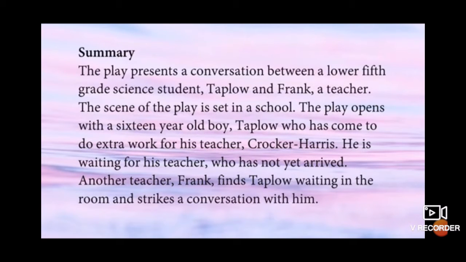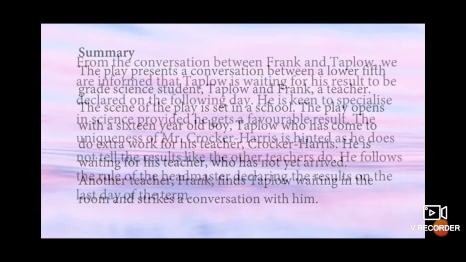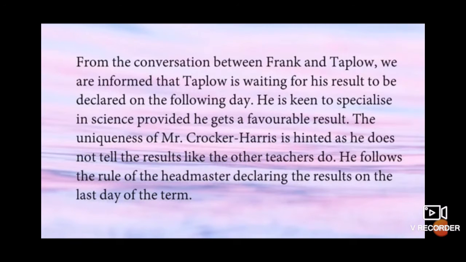Let's look into the summary of the play. The play presents a conversation between a lower 5th grade science student Taplow and Frank, a teacher. The scene of the play is set in a school. The play opens with a 16-year-old boy Taplow who has come to do extra work for his teacher Crocker Harris. He is waiting for his teacher who has not yet arrived. Another teacher, Frank, finds Taplow waiting in the room and strikes up a conversation with him.